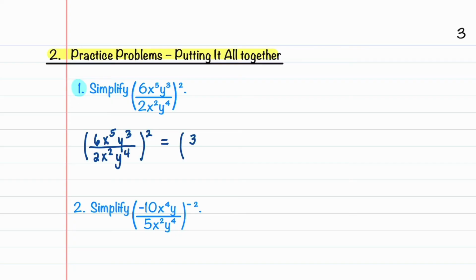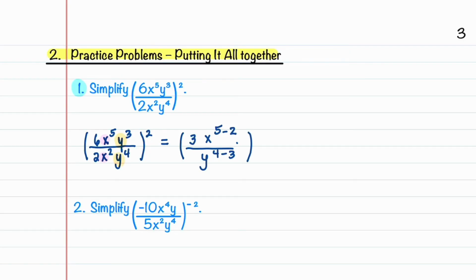Now we're going to combine powers. Let's look at our x's first. We have x to the 5th divided by x squared. The 5 on the top is bigger than the 2 on the bottom, so we're going to write this as x to the 5 minus 2. Now let's look at the y's. Our y on the bottom has a power of 4, and that's bigger than the y cubed on the top. So we're going to keep the y in the denominator and write this as 4 minus 3.